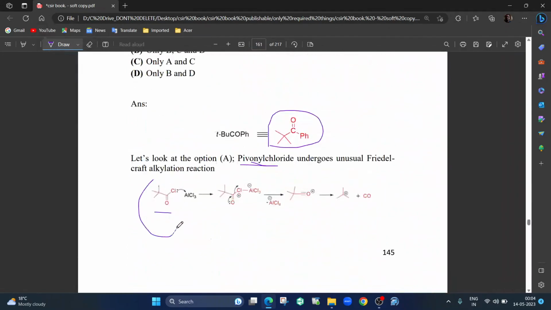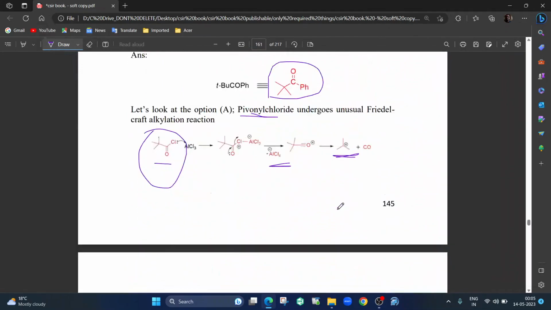this pivaloyl chloride reacts with AlCl3 and then immediately breaks up to give you the tertiary butyl carbocation, because a tertiary carbocation is very stable. So that's what happens first. The chlorine donates electrons to aluminum, chlorine gets positive, aluminum gets negative, and then oxygen donates electrons here, this gets out, and you have AlCl4 minus, okay, and you are getting this. Then this gets out as carbon monoxide, and you are getting a positive charge. So that's what is important.